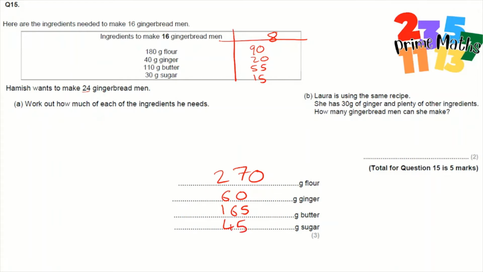Laura's using the same recipe. She has 30 grams of ginger and the other ingredients. We can see with ginger, 30 grams of ginger is between 16 and 8 gingerbread men. So if we add those together and halve it, that will tell us that we need 12 gingerbread men in total.